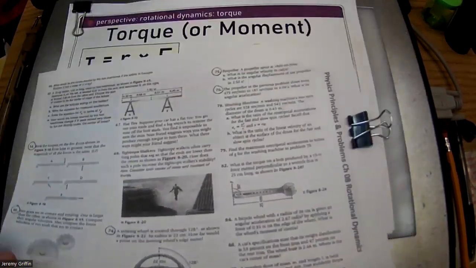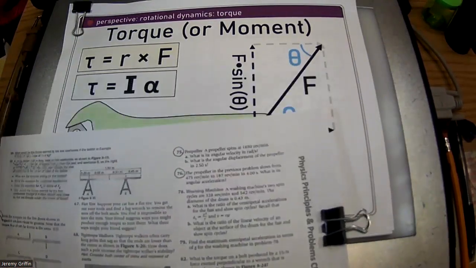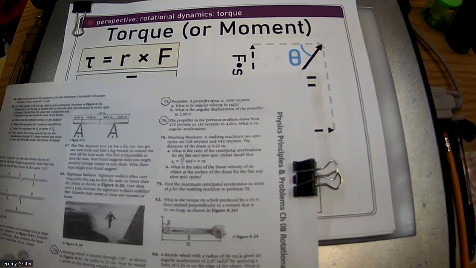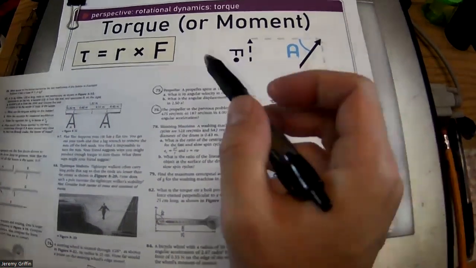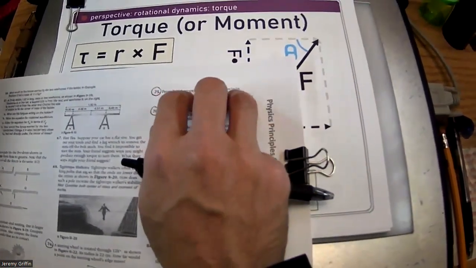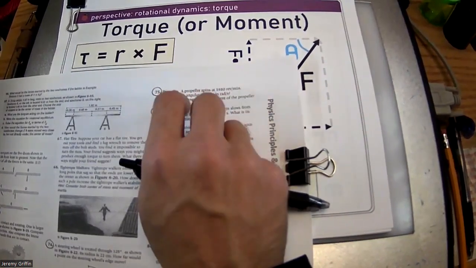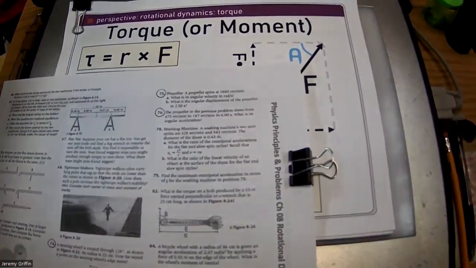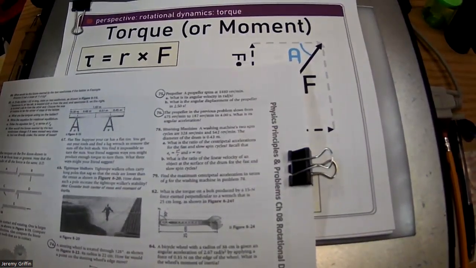Number 75, propeller. A propeller spins at 1880 revolutions per minute. Now, even before you see the question, the question is convert to radians per second. So let's do that first. Can you guys convert to radians per second? I'll do it off screen. You guys do it, see if we get the same thing.